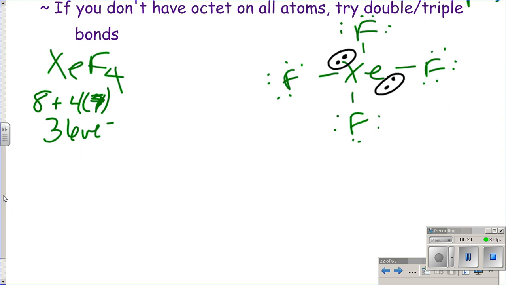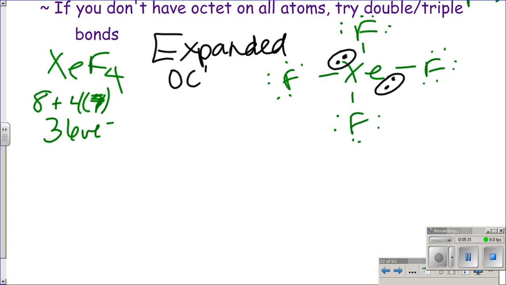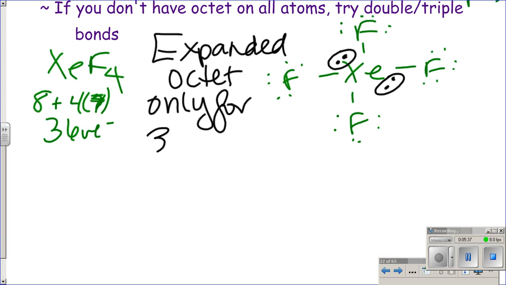So that's why this is called expanded octets. Okay? Expanded. This is the last part of the notes for right now. We'll do some more examples together. Expanded octet only occurs for any central atom that is 3p or lower.